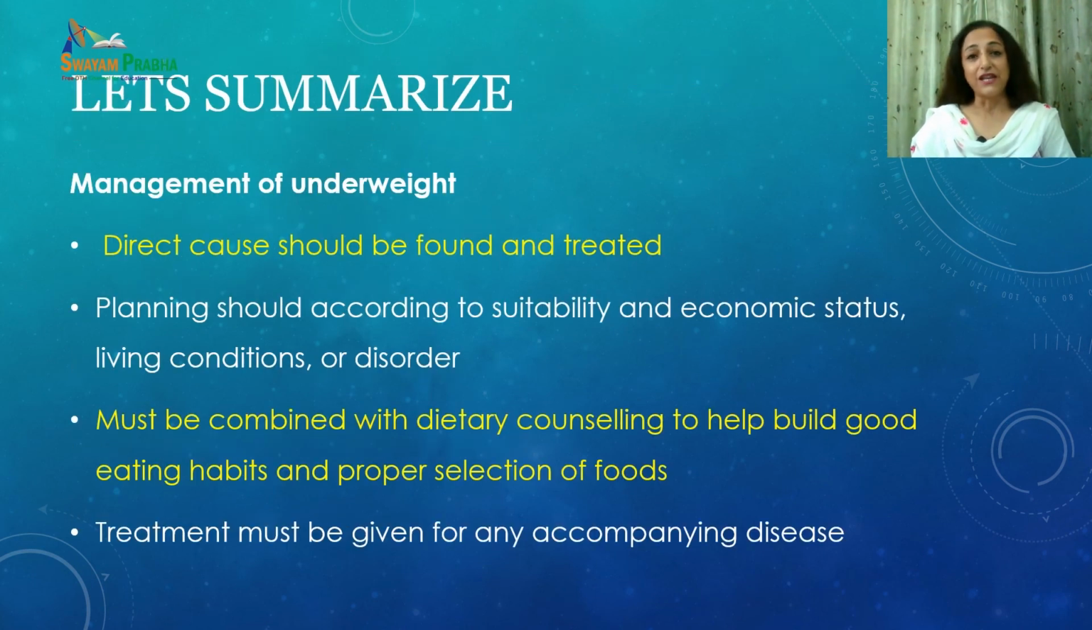And then we learned the management of underweight, where we emphasize that the direct cause of the underweight should be found and treated. And then we studied that the planning should be according to the suitability of the management, according to the economic status of the person, according to the living conditions of that person, and any disorder which is causing this problem. And this whole management should be combined with dietary counseling so that the person is able to build good eating habits and learns how to choose the foods in a proper way. And treatment should be given for any kind of accompanying disease.